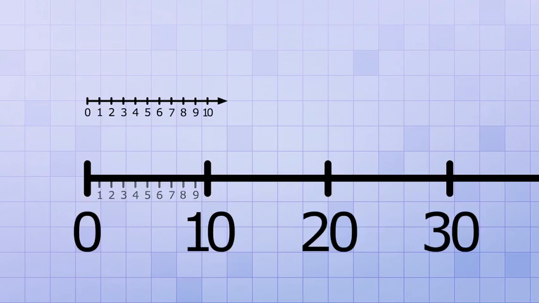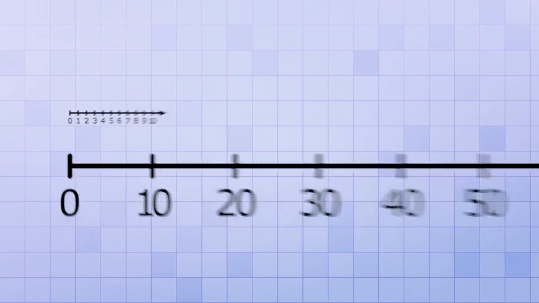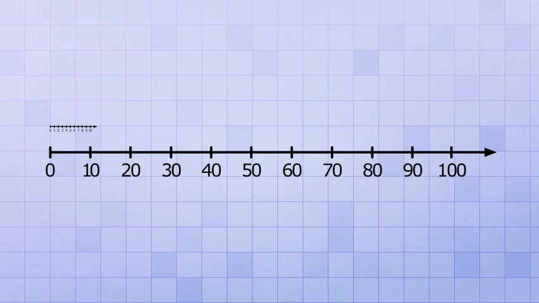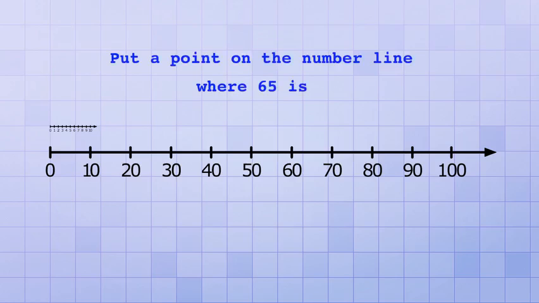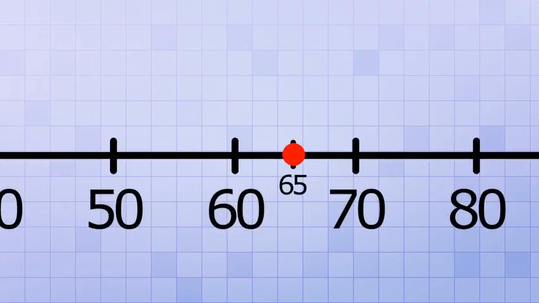But for simplicity, we left them out, but it's important to remember that they're still there, in case you need to use those in-between values. Like if someone asked you to put a point on the number line where 65 is located, you would put it halfway between the 60 and the 70. That's where 65 is, even though its mark isn't shown.